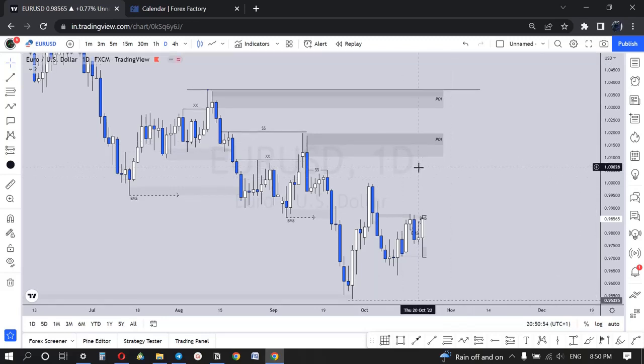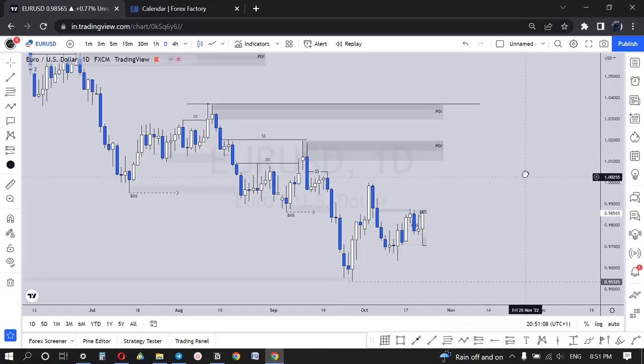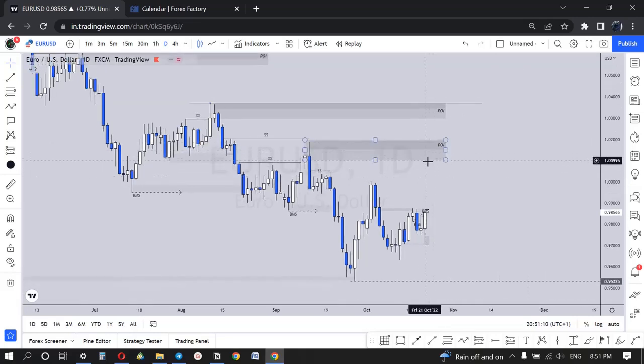Once price mitigates off that zone, which you can see I highlighted as my point of interest, what I'm looking for is to see a change of character on the lower time frame before I start looking for a certain opportunity. So that is what I'm anticipating on that zone.